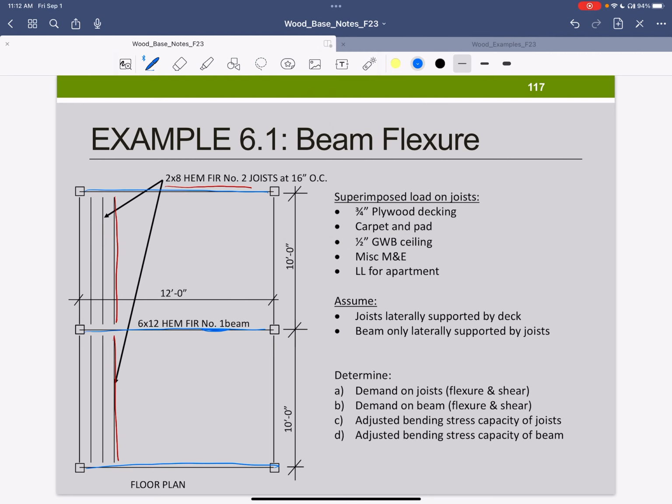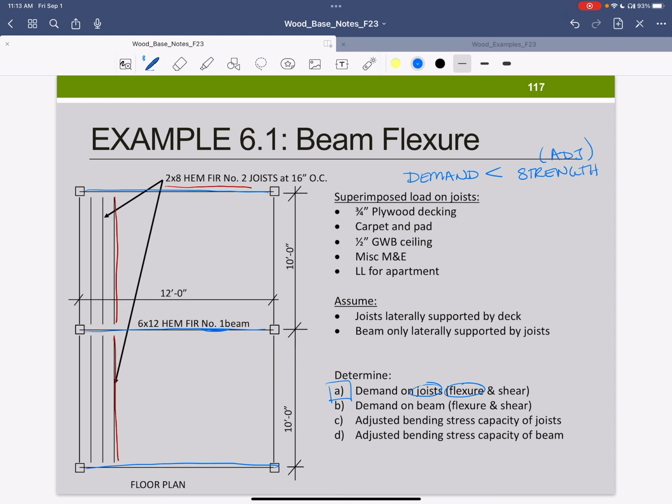We are going to go ahead and figure out the demand side of the equation, and then we're going to figure out the strength side of the equation. And of course, this is going to be adjusted. So this is really the adjusted strength, all those C values. They're adjustment factors, and we need to make sure this is true. So I'm going to start with the joists, and flexure. So we're going to go ahead and do part A here in this video. The next video, I'll probably move straight into the joist bending stress capacity, and then we'll come and do the beams.